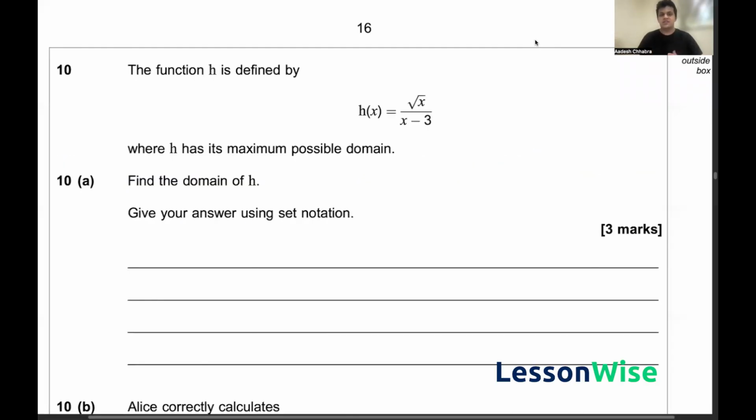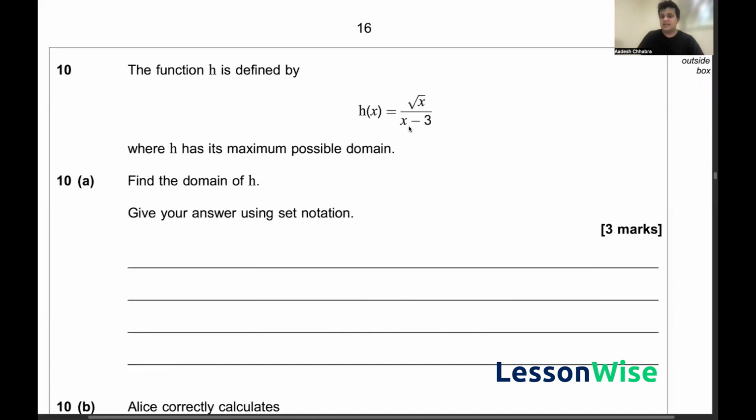Okay, so for question 10, we've been given a function h, which is defined by h of x is equal to the root x upon x minus 3, where h has its maximum possible domain. Now, we have to find the domain of h, giving our answer using set notation. So just looking at this, we know that x has to be greater than or equal to 0. It cannot be negative, as you cannot have a negative within a surd.